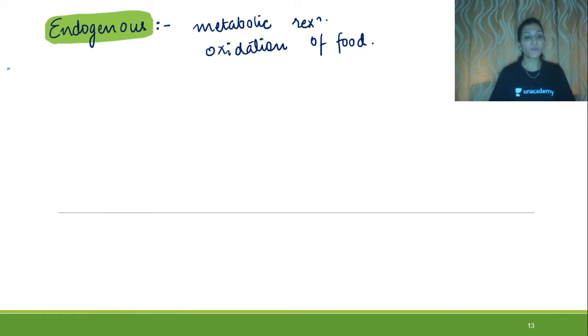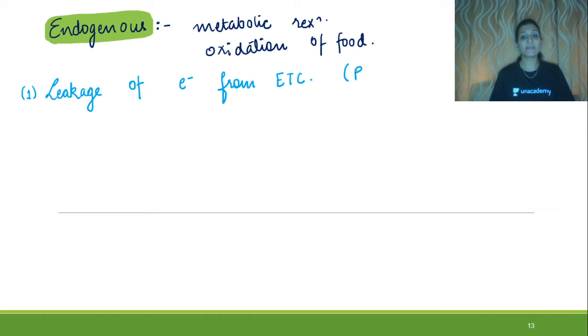The first one is produced whenever there is a leakage of electrons from the electron transport chain, which results in free radicals. This electron transport chain occurs during the oxidation of food. So the first one is leakage of electrons from the electron transport chain, which contributes to the formation of free radicals.